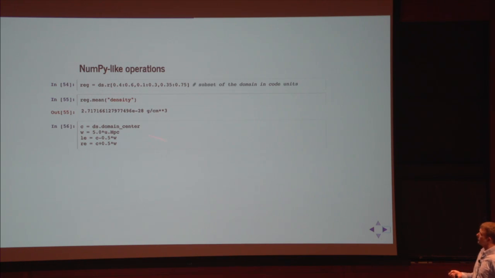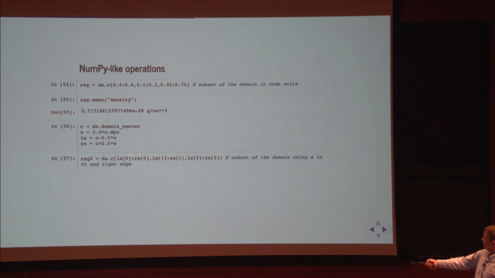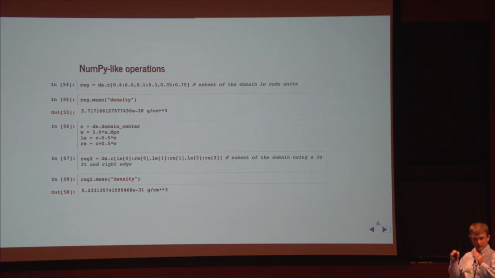If I'm a bit more creative, I can use YT arrays to do something very similar. So I'm setting C equal to the center of the domain using ds.domain_center, which is a YT array for just the coordinates of the domain center. I'm saying I want a box of width 5 megaparsec, and then I'm defining a left edge and a right edge of the box based on that center plus or minus half the width. And if I slice using those arrays, so left edge, right edge 0, left edge, right edge 1, left edge, right edge 2, so basically x, y, z, I get a region that corresponds exactly to that subset.